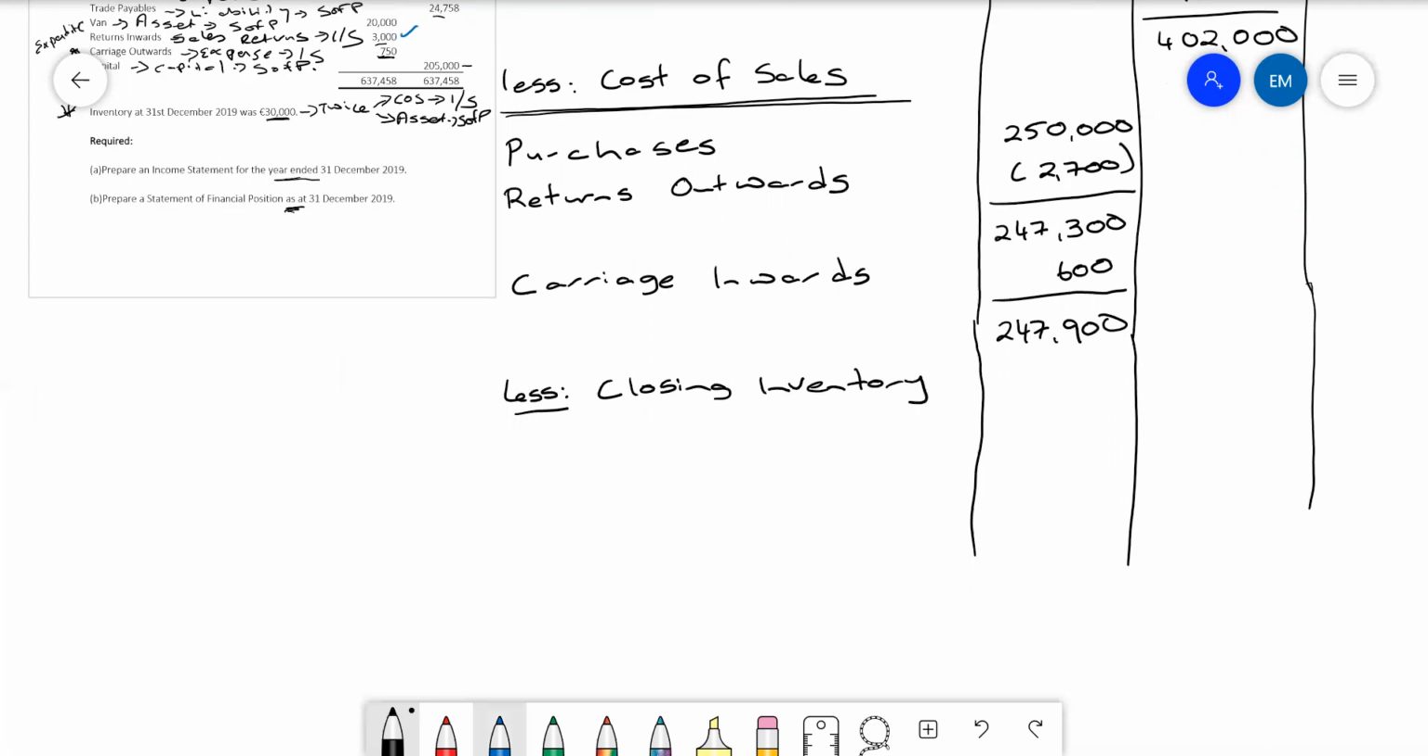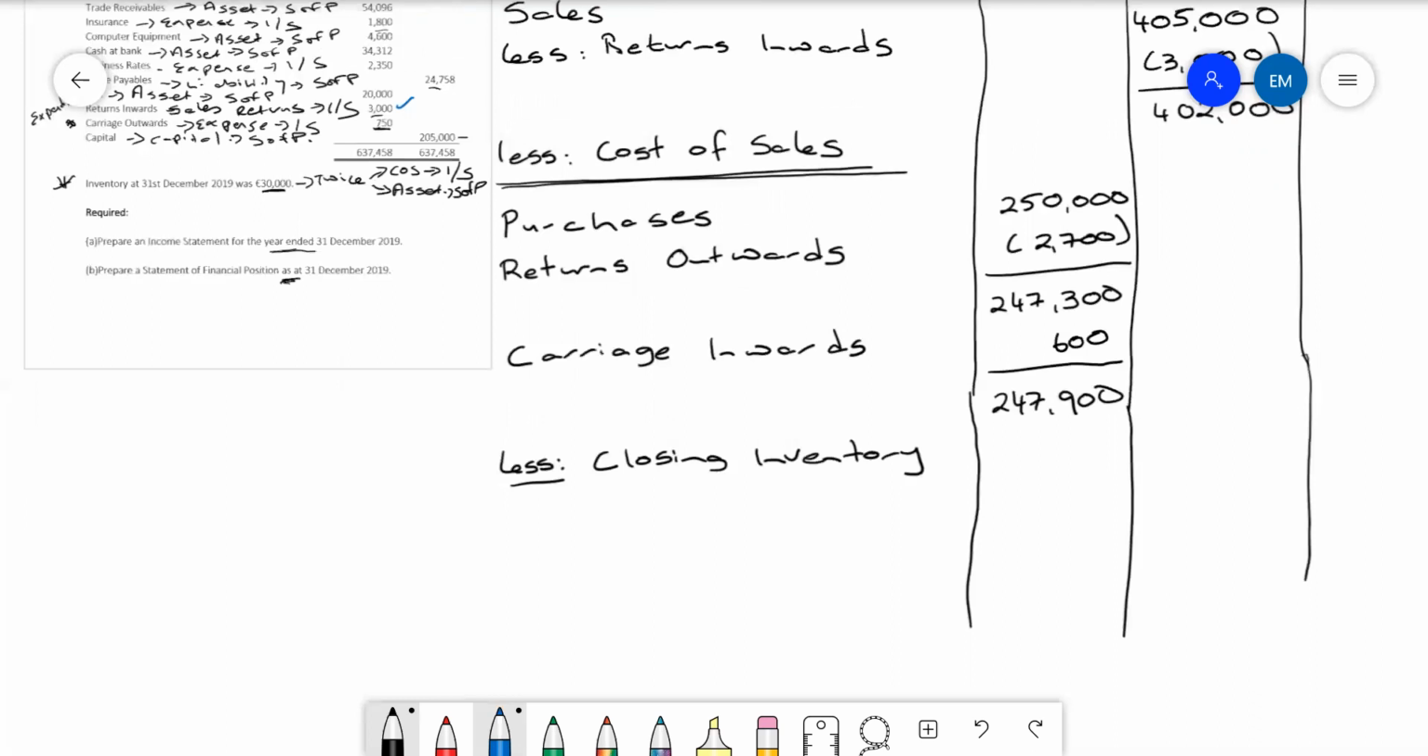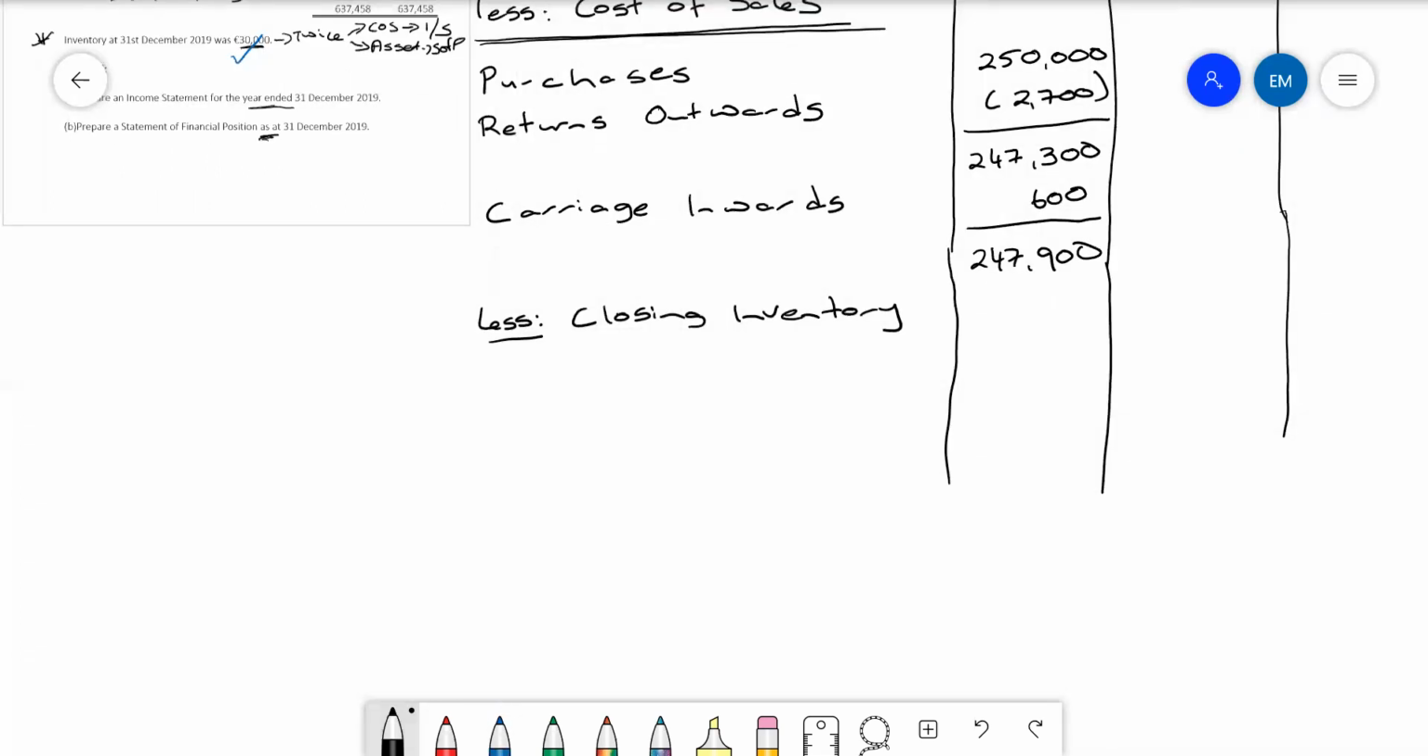And we were given that as a note to the accounts, so I'm going to tick that off. Once any figure that is listed as a note to the accounts or note to the trial balance should be entered into the financial statements twice. So that is the first entering of it. We're going to deduct our closing inventory figure. And that will give us our cost of sales figure, 247,900 minus 30,000 gives a cost of sales figure of €217,900.